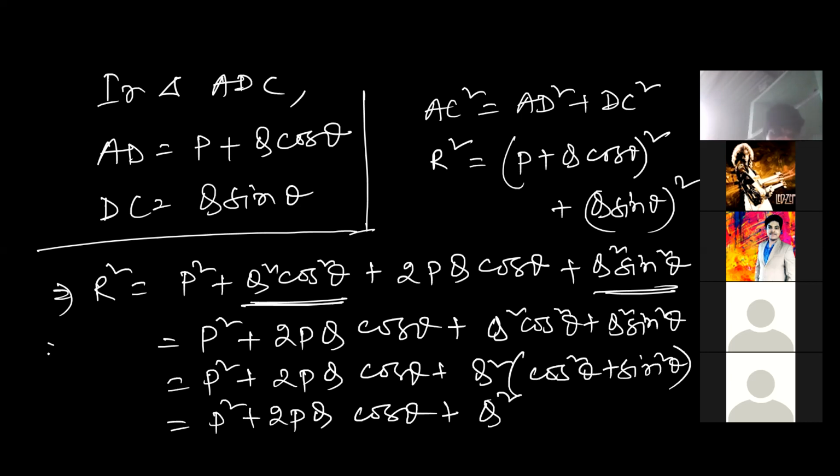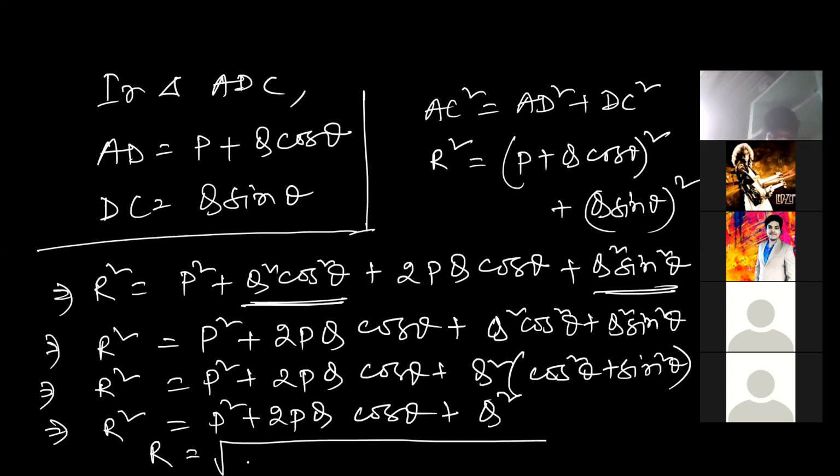If I substitute the value 1, then it will be P square plus 2PQ cos theta plus Q square. And on the left hand side, the R square will remain and continue. So R square is equal to that much. So R is equal to the under root of P square plus 2PQ cos theta plus Q square. So we have proved that the magnitude of the resultant of the two vectors is the square root of P square plus 2PQ cos theta plus Q square. Okay, in this way you can do the proof.